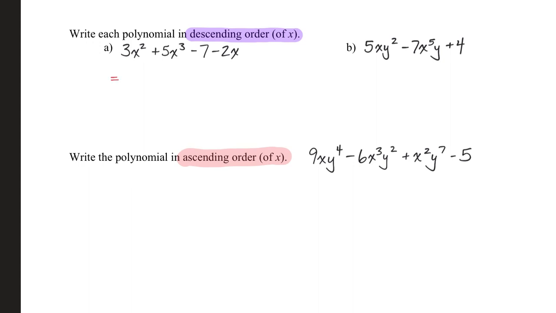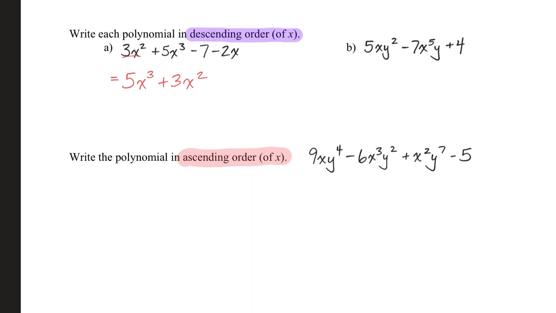Okay, so I take a look at all 4 of those terms and I say, okay, well, which one has the highest exponent? It's that 5x cubed term. So 5x cubed must go first. What has the next lowest exponent or next lowest degree? Well, that's going to be my first term, my 3x squared.